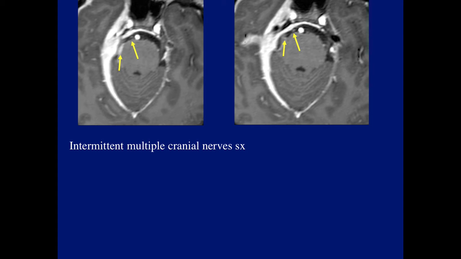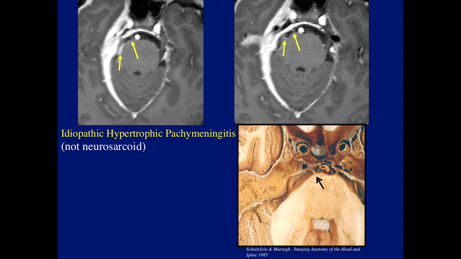This patient presented with intermittent multiple cranial nerve symptoms, and we can see the 5th enhanced, the 6th. For a long time, people thought that this patient had sarcoid, which turned out not to be the case after brain biopsy. This was a case of idiopathic hypertrophic pachymeningitis and not neurosarcoid that was considered for a long time in the differential.